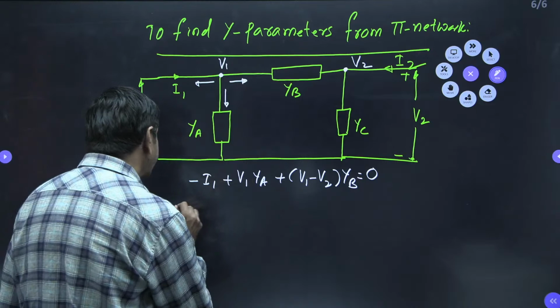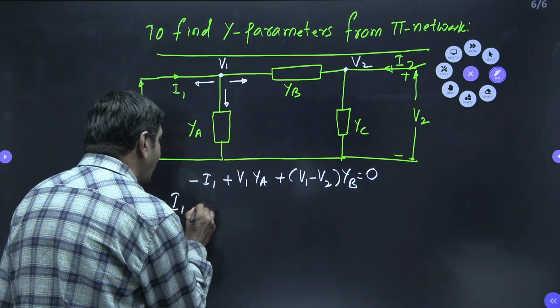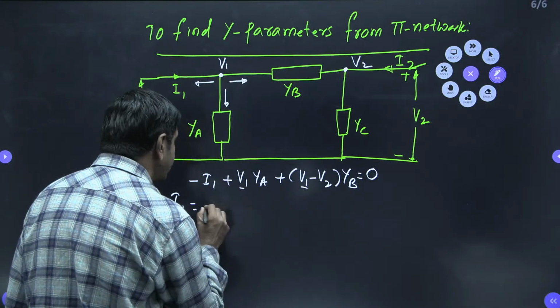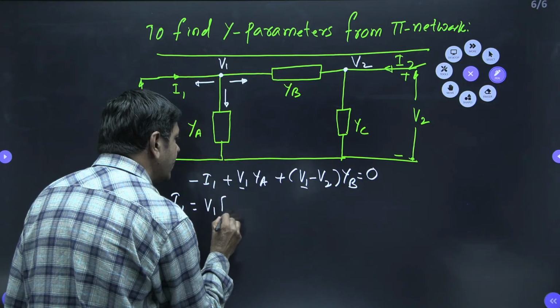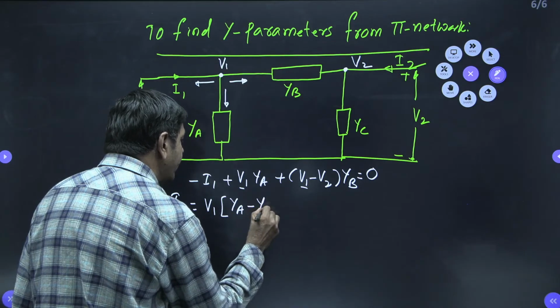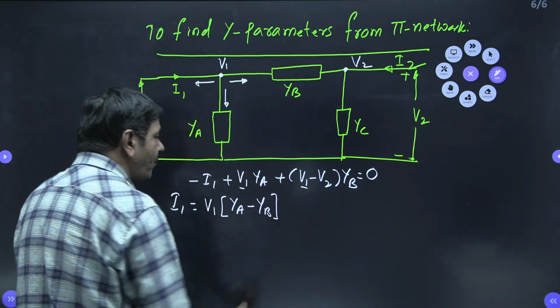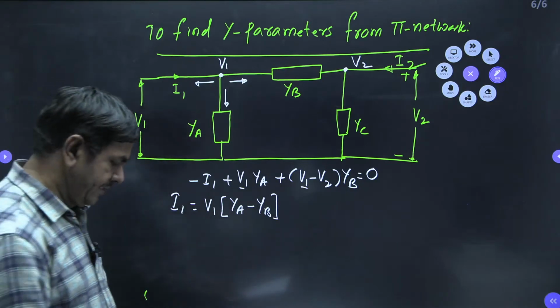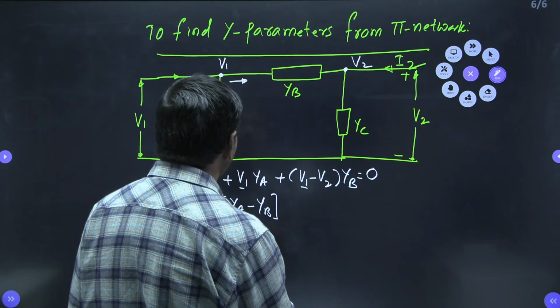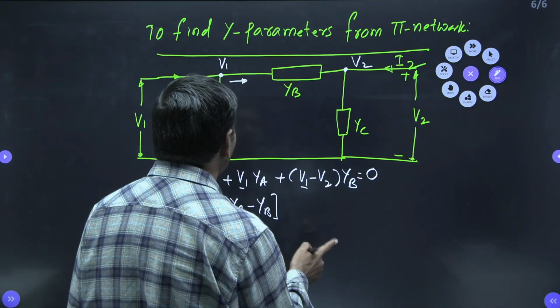But here I want to find what is I1. I1 equal to, I can take V1 in common. If V1 is taken common, what will I get? YA plus YB. Yes, YA plus YB, since V1 into YA plus V1 minus V2 into YB is possible here.